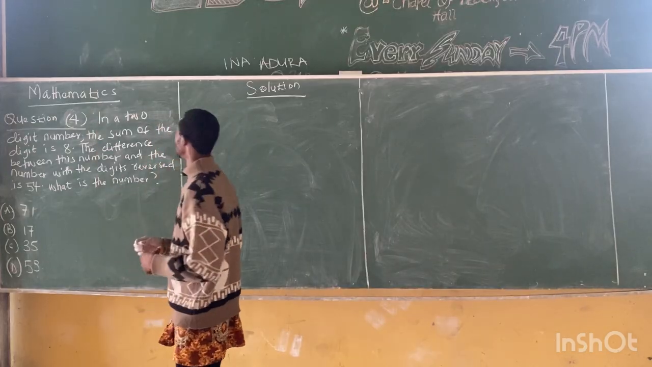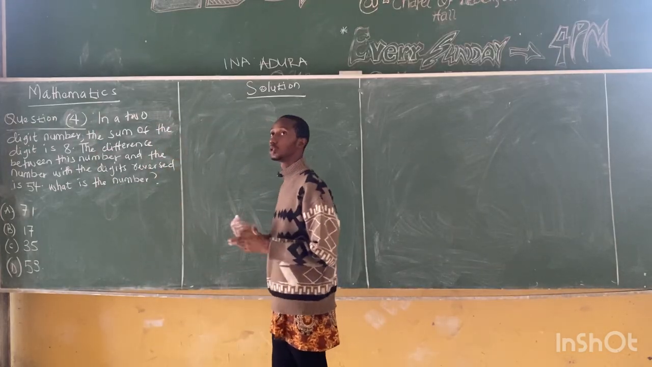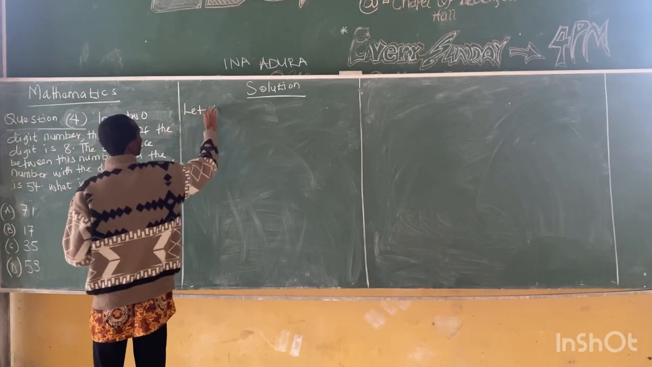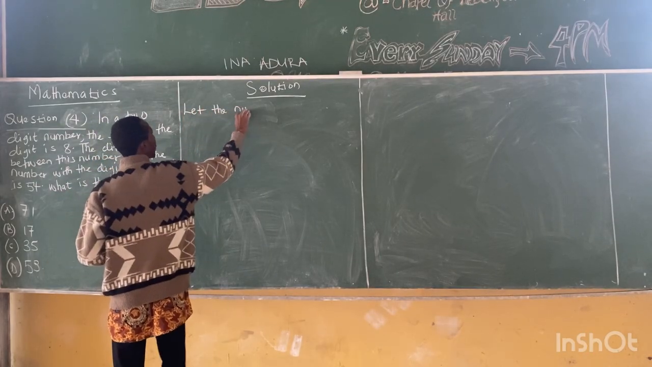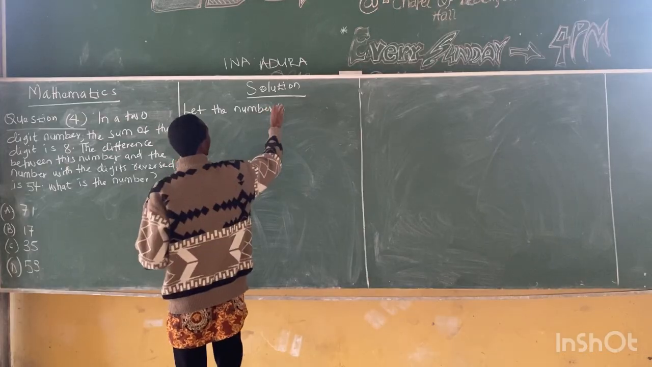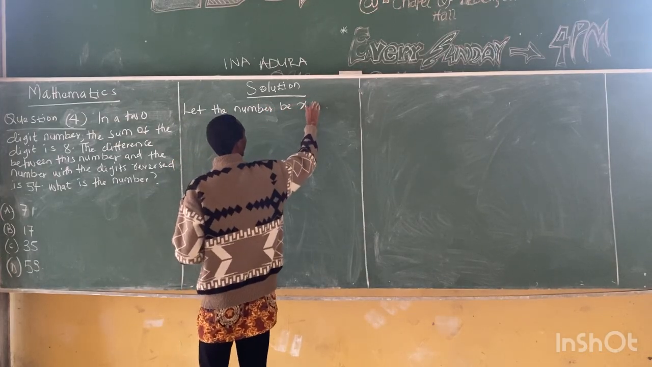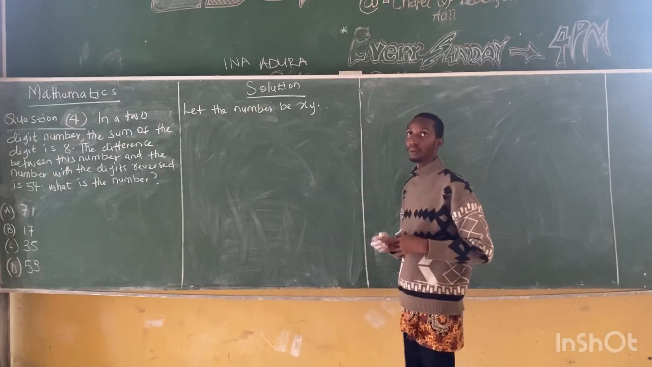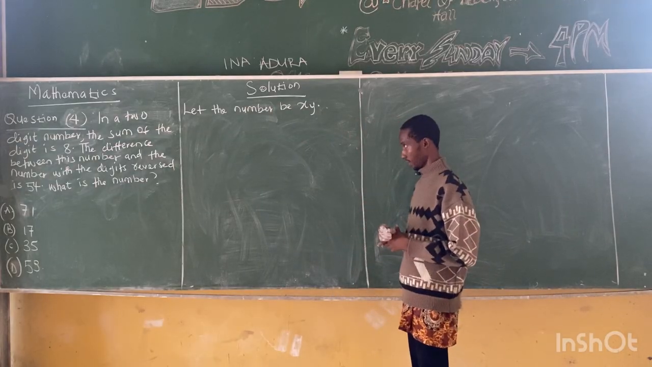So, solution. They said in a 2-digit number, we don't know this number. So let's assume, let the number be xy. So we have assumed variables for those two digits, x and y.